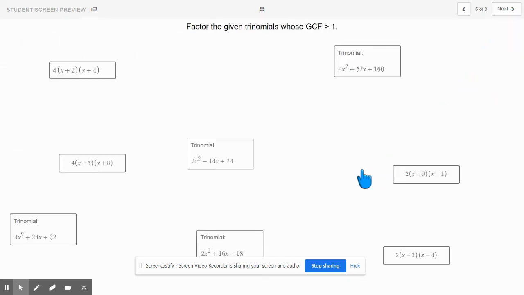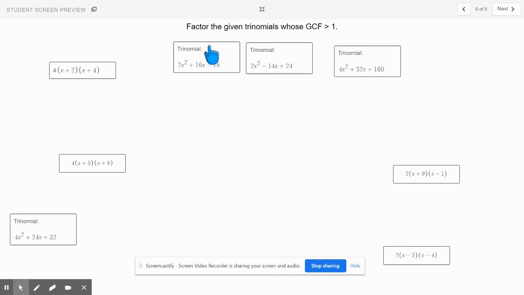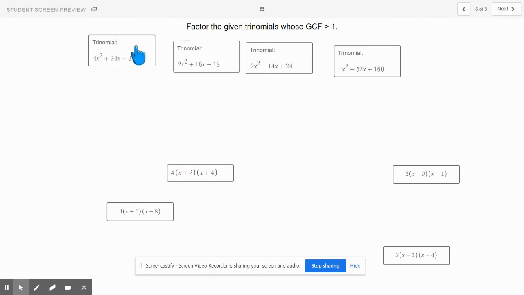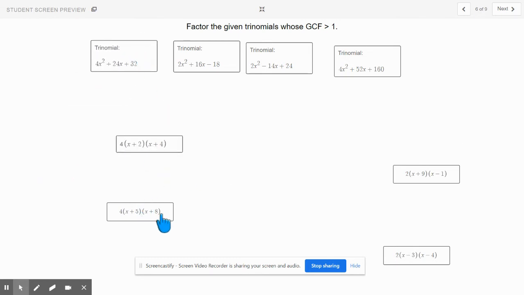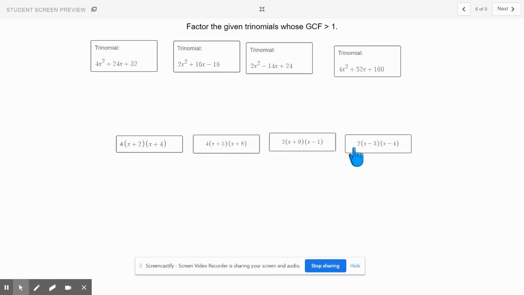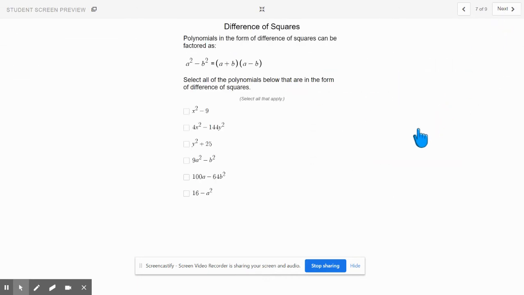That's cool. All right, factor the GCFs that are greater than 1. Again, put the trinomials up top. These might get a little crazy. Take your time. Looking at my answers, interesting. They all have a common GCF taken out of it, right? Do you see? The GCFs were taken out of it. Cool. All right, keep it going.